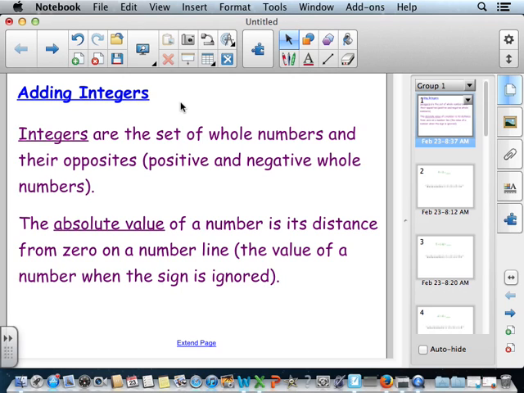First, there are two terms that I need to know, which are integers and absolute value. Integers are the set of whole numbers and their opposites. Basically, integers are just my positive and negative whole numbers. The absolute value of a number is its distance from 0 on a number line. Basically, it's the value of a number if you ignore the sign.